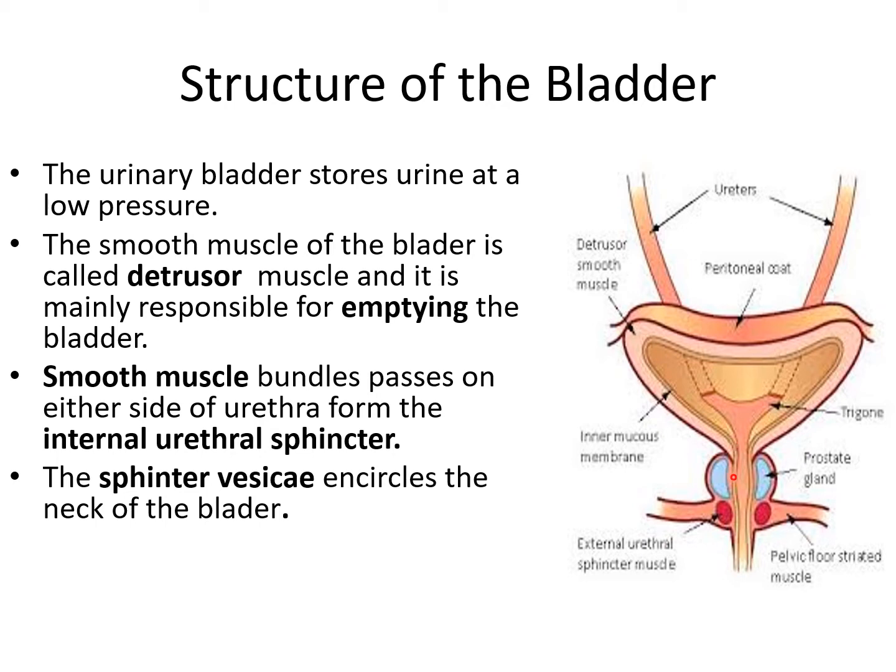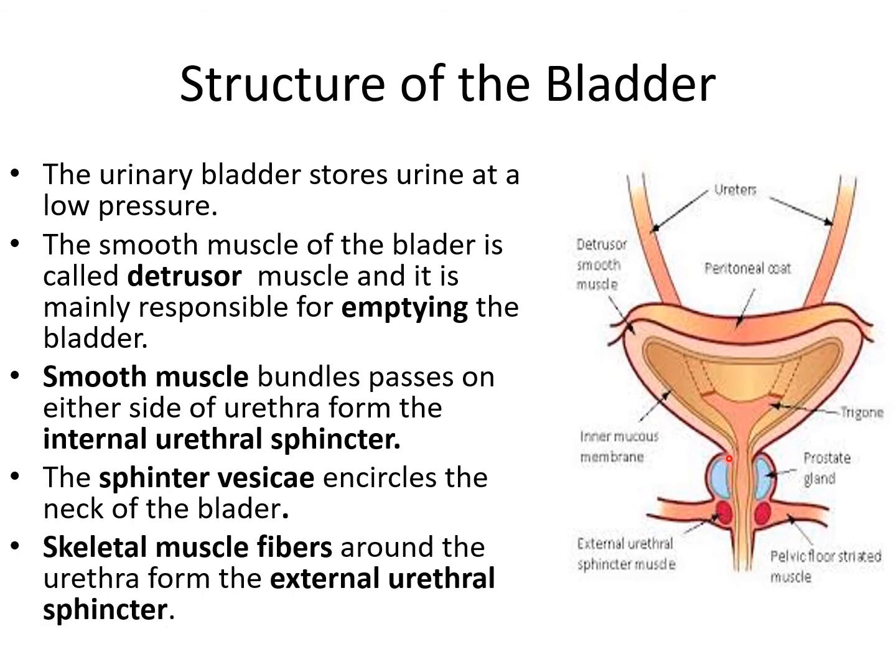And so it is not so prominent in females, where it is more prominent in males, the sphincter vesicae. Next is the external urethral sphincter, which is formed by the skeletal muscle fibers around the urethra. So here, the external urethral sphincter is formed by skeletal muscle fibers, and the internal urethral sphincter and sphincter vesicae are formed by smooth muscle fibers.